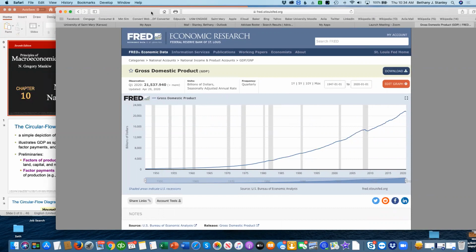Actually, in the quarter 2020, using the Federal Reserve's data, gross domestic product in the United States was 21,537,970. But what does that mean? Obviously, as you can look at this graph, we can see that it is going upward. But why do we care? And that's what we're going to learn today.